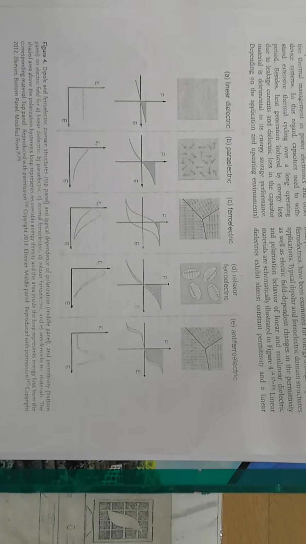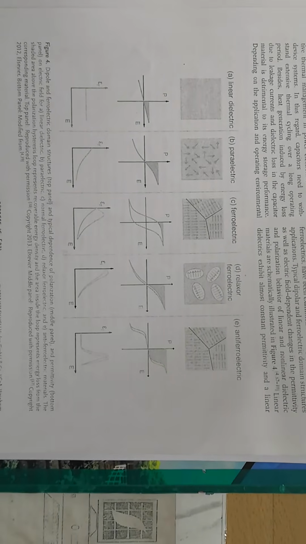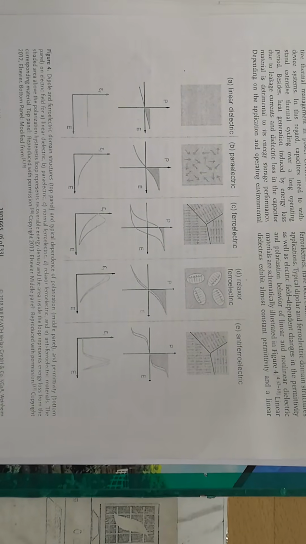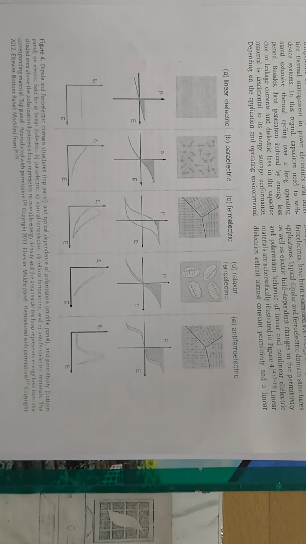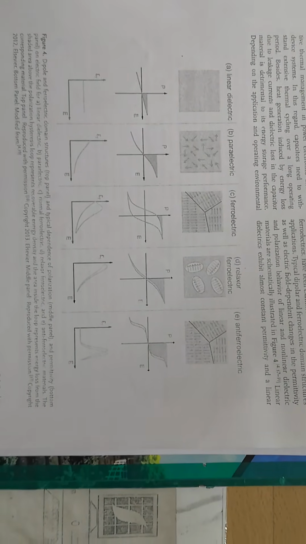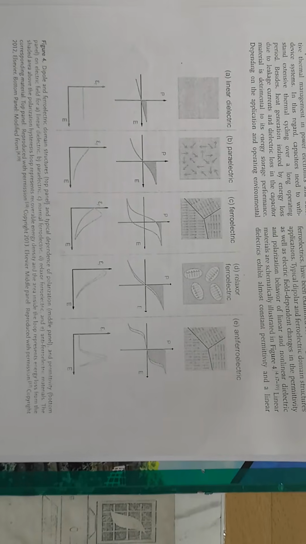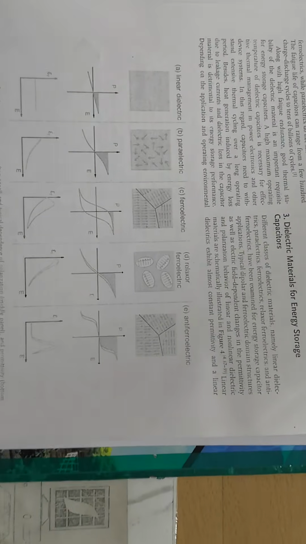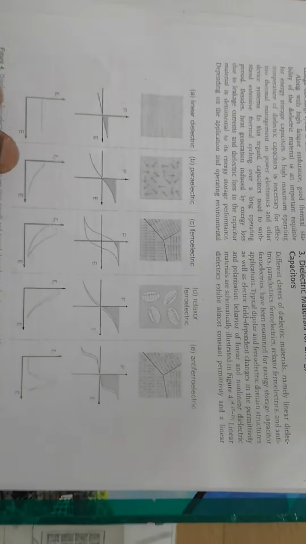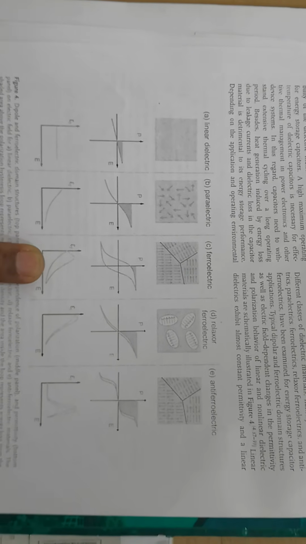Now, according to the behavior of dielectric materials in the presence of an electric field, we can categorize dielectrics into 5 types: linear dielectric, paraelectric, ferroelectric, relaxor ferroelectric, and antiferroelectric. If we apply an electric field to any dielectric material and study its polarization, the behavior will be different, and according to that behavior we categorize these materials into 5 types. The class of dielectric material we are going to discuss today is the ferroelectric materials.